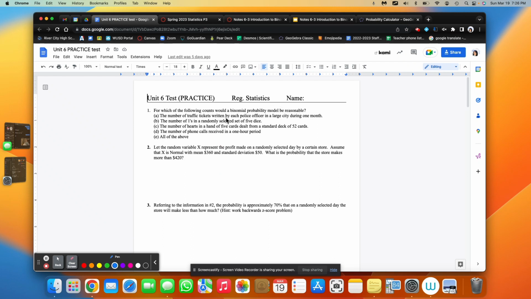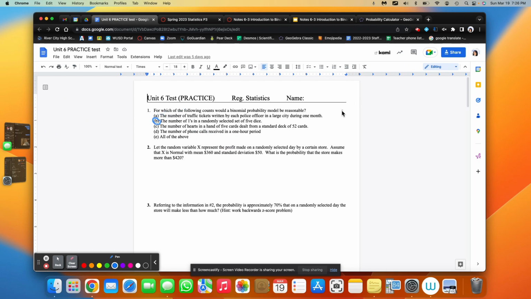The number of traffic tickets written by each police officer in a large city during 1 month, the number of ones on a randomly selected set of 5 dice, the number of hearts in a hand of 5 cards dealt from a standard deck of 52 cards, the number of phone calls received in a 1-hour period, or all of the above. So in this case, the correct answer should be B.